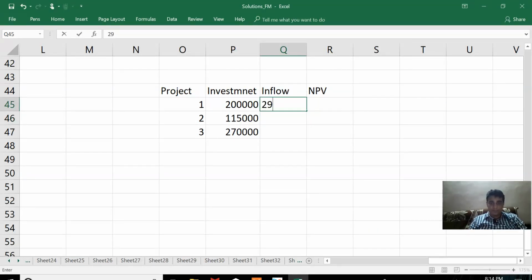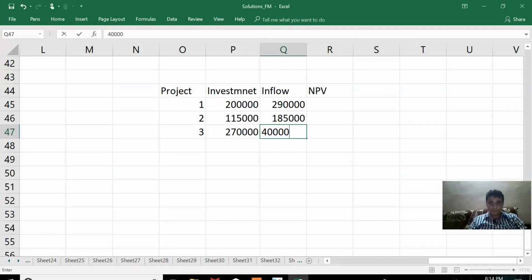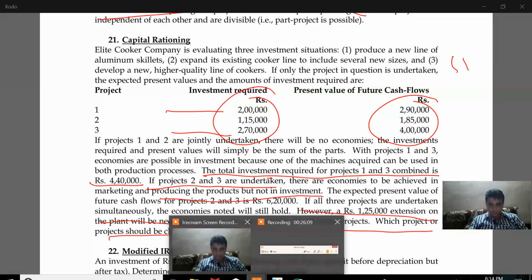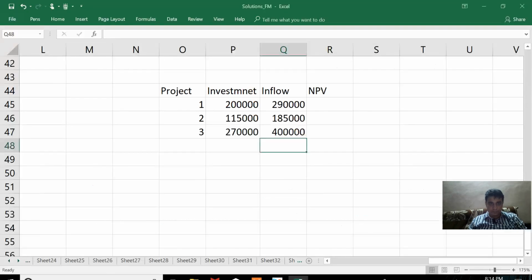Inflow can be 290, 185, 4 lakhs. These are the possible inflows. So on a standalone basis, these are the NPVs of the projects. 1 will give me 90,000, 2 will give me 70,000, 3 will give me 1,30,000.